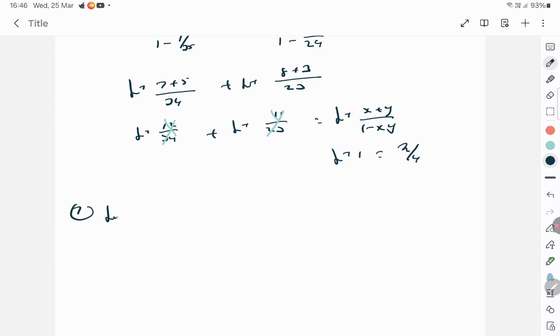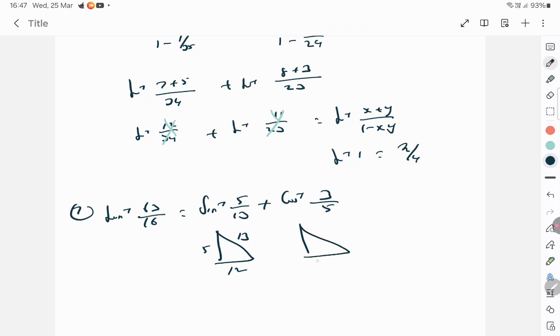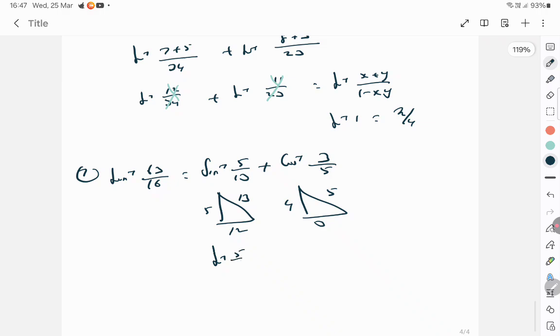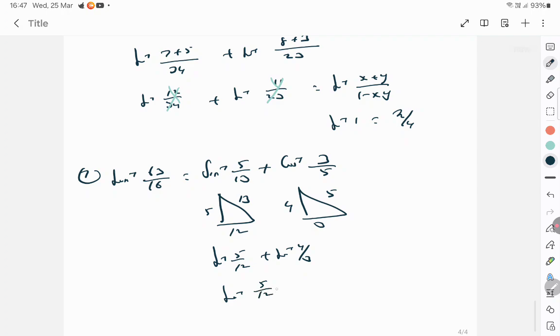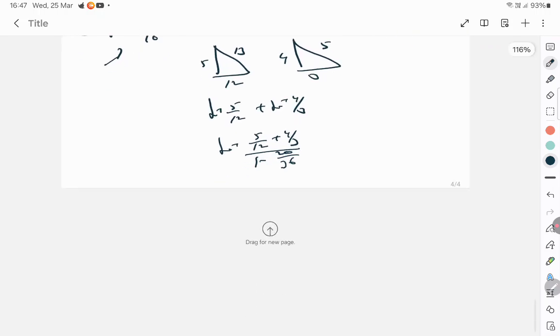So let's go to the 7th question. Tan inverse of 63 by 16 is equal to sin inverse of 5 by 13 plus cos inverse of 3 by 5. The best thing I can do is to just draw a triangle. 5 opposite, hypotenuse 13, so this will be 12. Again 3, 5, adjacent, hypotenuse, so it will be 4. Let's write it as tan inverse of 5 by 12 plus tan inverse of 4 by 3. Club tan inverse of x plus tan inverse of y: (5 by 12 plus 4 by 3) by (1 minus 5 4s are 20, 12 3s are 36). Solve this, you will get the answer. Directly tan inverse is the answer.